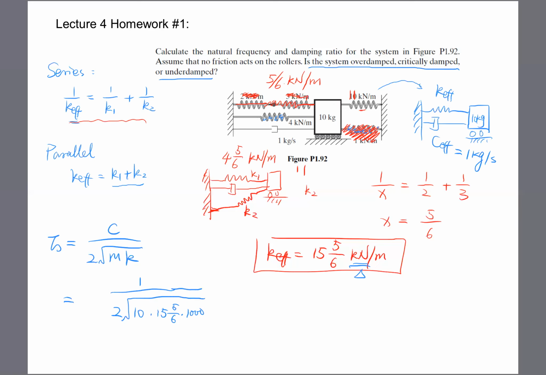So let me see what's the value here. If you calculate it out, it should be 0.0012, definitely smaller than 1. So it is underdamped.